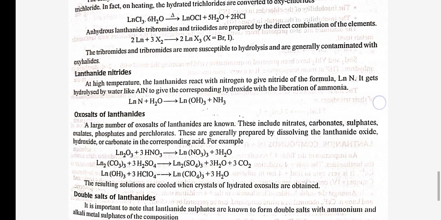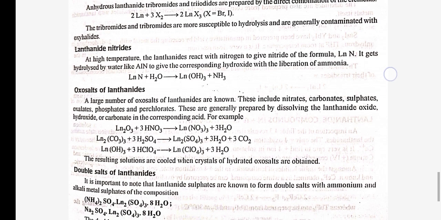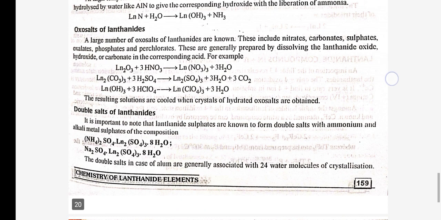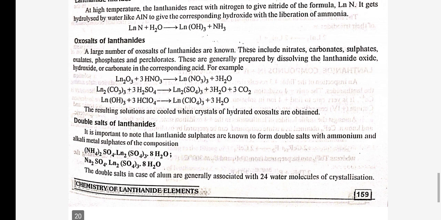Lanthanide nitrides. At high temperature the lanthanides react with nitrogen to give the nitride of the formula LnN, and it gets hydrolyzed by water to give the corresponding hydroxide with the liberation of ammonia. Oxosalts of the lanthanides. A large number of the oxosalts of the lanthanides are known. These include the nitrates, carbonates, sulfates, oxalates, phosphates, and perchlorates. They are generally prepared by dissolving the lanthanide oxides. The resulting solutions are cooled, when crystals of hydrated oxosalts are obtained.